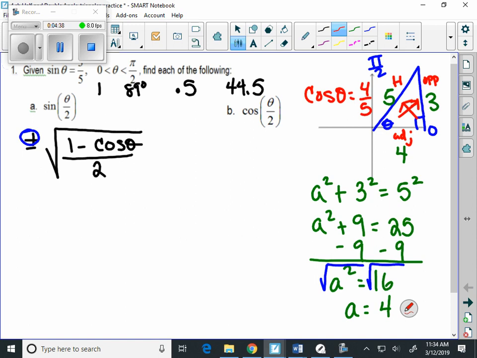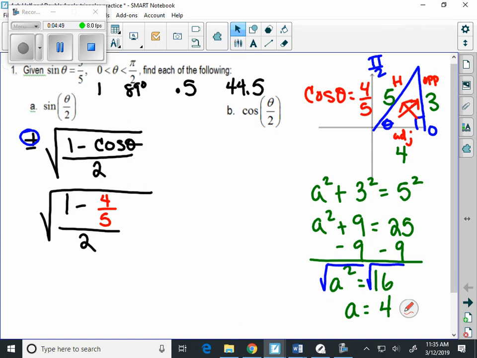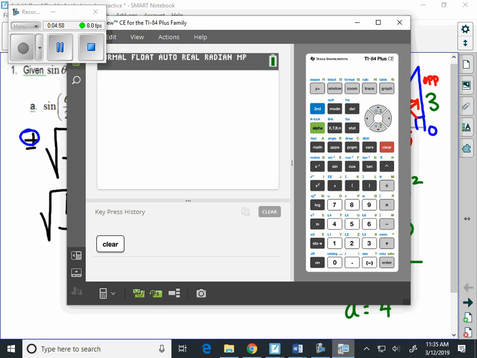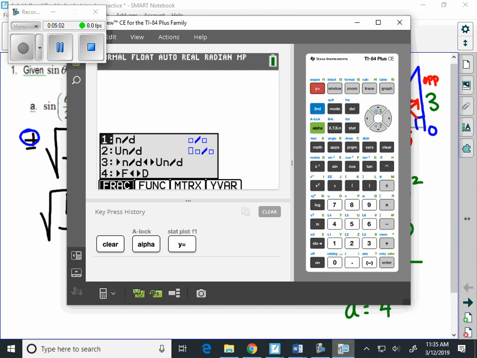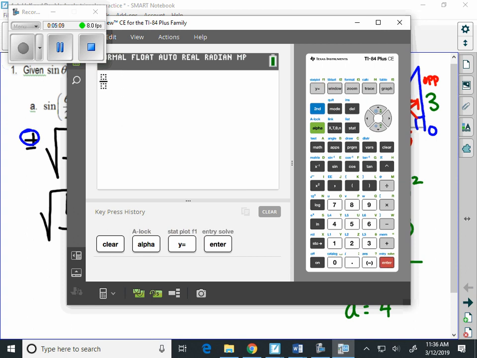And it's going to be the square root of 1 minus 4/5 divided by 2. And I know I haven't used the calculator much, but if we go to the calculator, I'm not going to type in the square root. I'm going to go alpha y equals, and we're going to type in this value. So it's going to be enter.